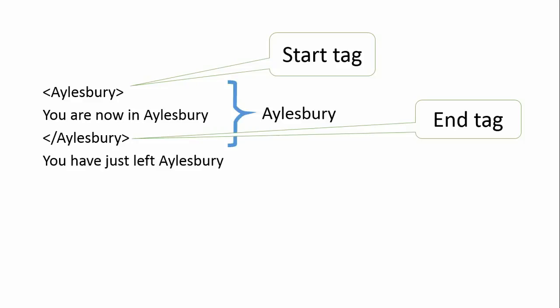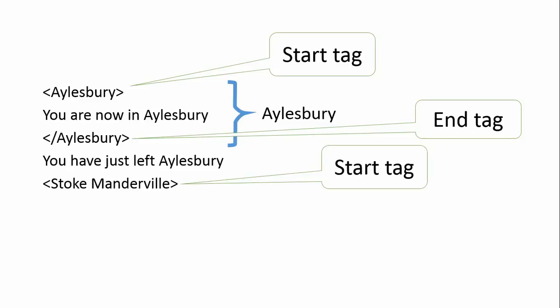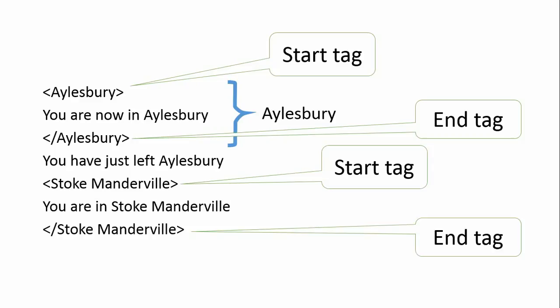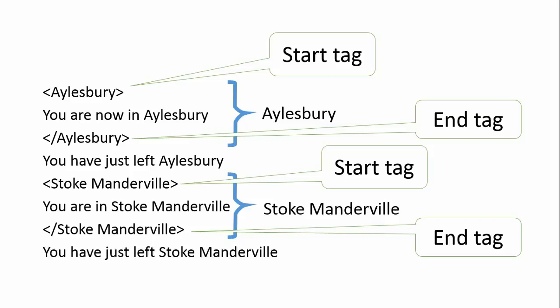Then you can have content outside of a tag. And here's another tag then. This one's saying that we're going to start entering Stoke Mandeville. Then you have some content within Stoke Mandeville, and then of course you have an end tag saying that you've left Stoke Mandeville, and from that you can tell that everything there is inside Stoke Mandeville. So that's the analogy using street signs.